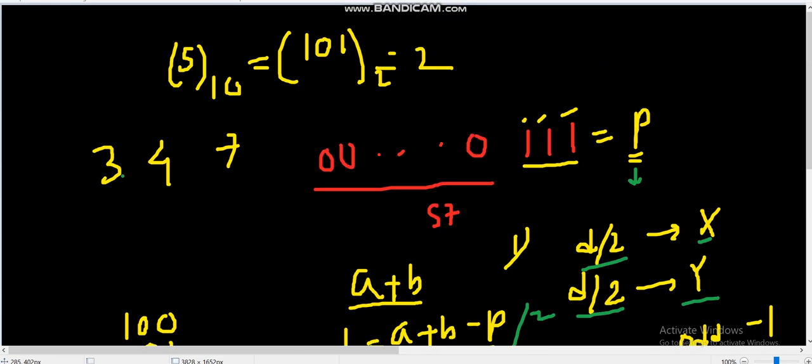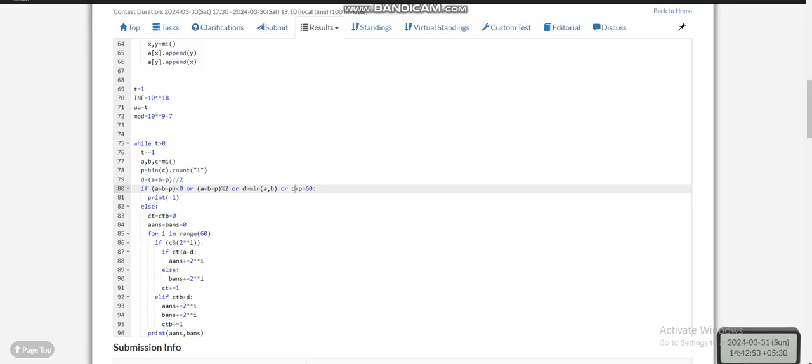Now what is the number of bits set in X? The number of bits set in X is nothing but P plus D by 2, if we consider D as A plus B minus P. So this P plus D by 2 should be less than or equal to 60, right? Because we can only set 60 bits in either X or Y. So this condition is important. If D plus P is greater than 60, our answer will be minus 1.